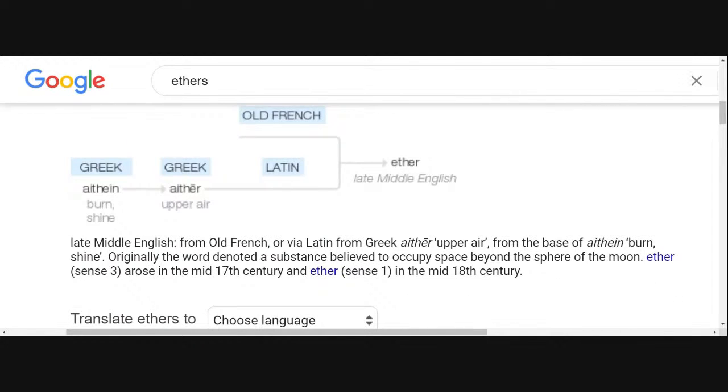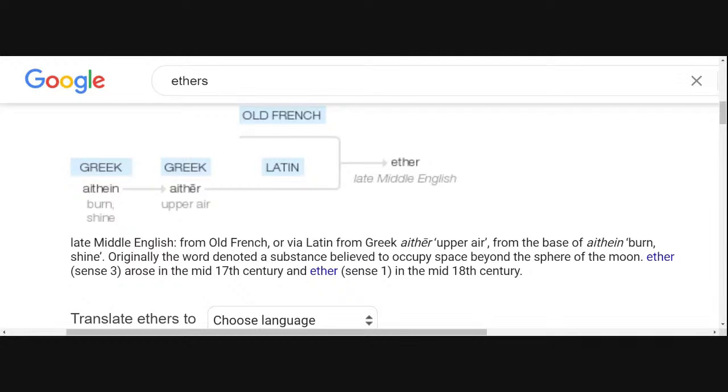So the origin of the word ether is late Middle English, from Old French or via Latin, from Greek, meaning upper air. Okay, the upper room. They say from the base of everything burn, shine. You know, everything about burning something up. It's about the shine, about that light. Originally, the word denoted a substance believed to occupy space, what? Beyond the sphere of the moon.